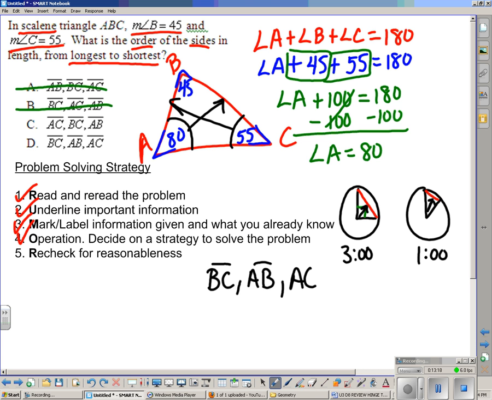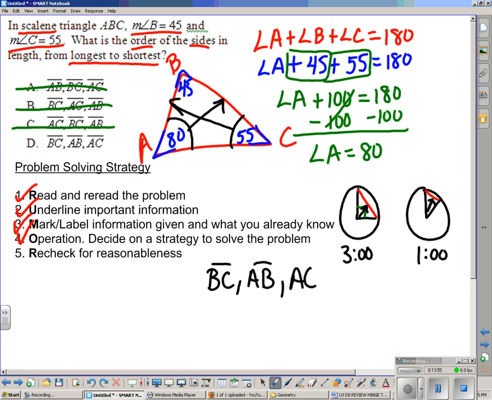We can eliminate choice C for the same reason we eliminated choice A. The leading side, which this time is AC, is not the biggest side. It's actually the smallest side. AC is opposite angle B, which is 45. 45 is the smallest number. Therefore, the side opposite, side AC, is also the smallest side. So we can go ahead and eliminate that. That leaves us with D, the only option left. I'm just going to check and make sure my answers match up. BC and BC, AB and AB, and AC and AC.